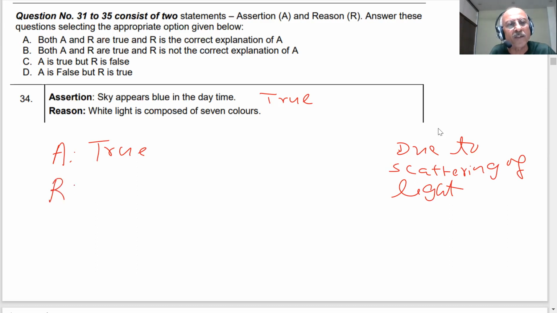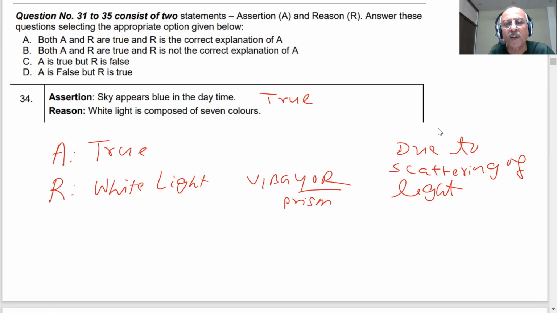So the reason is, you have seen white light, student. It splits up into 7 colors: violet, indigo, blue, green, yellow, orange, red, when you pass it through a glass prism. So this statement is also true.